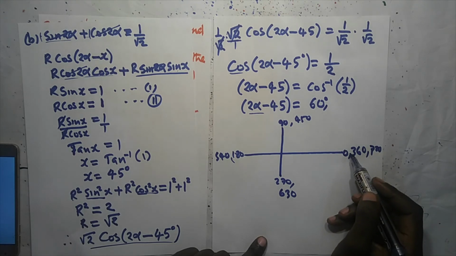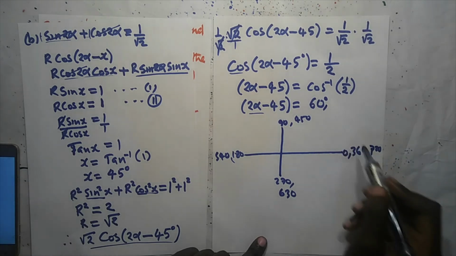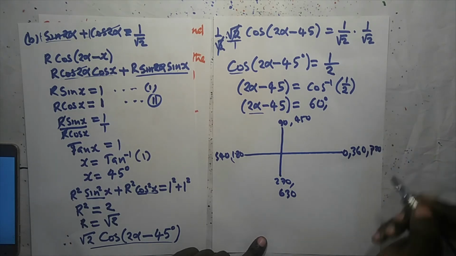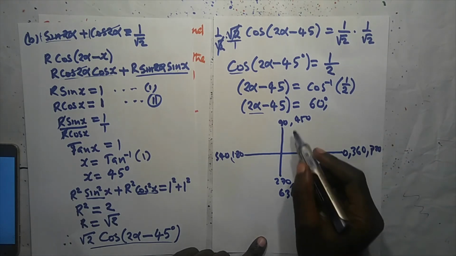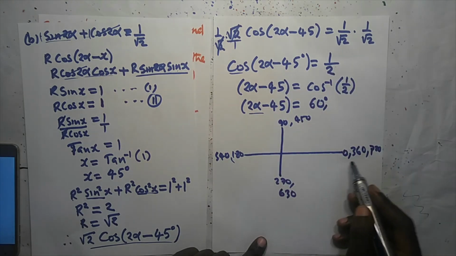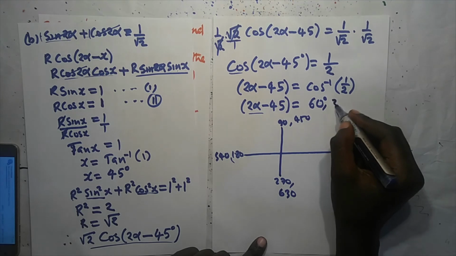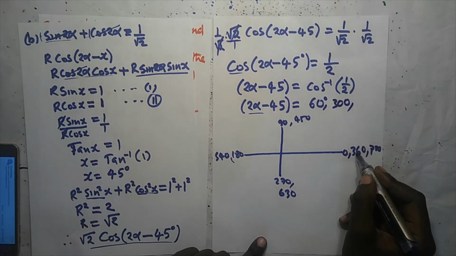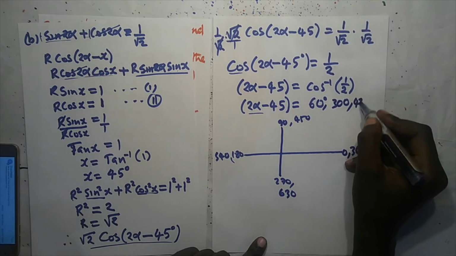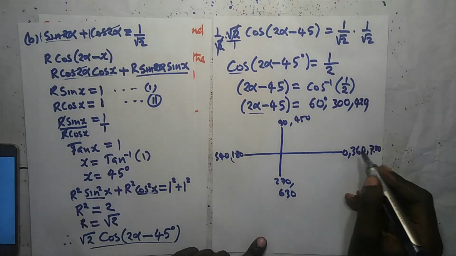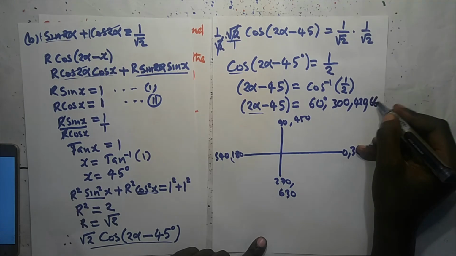So the next thing now we are going to do is add this 60 plus 360 here. You are going to have 420. And also, since cosine is also positive in the fourth quadrant, you are going to have 360 minus 60, which will give you 300. And then 360 plus 60, you are going to have 420. And then you are going to have 720 minus 60, which will give us 660 here.